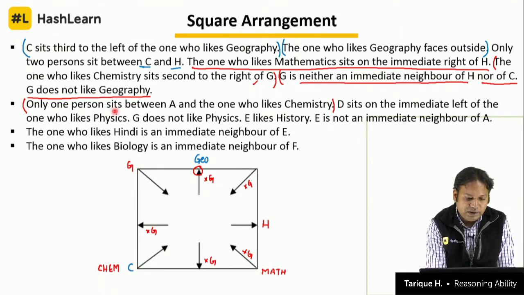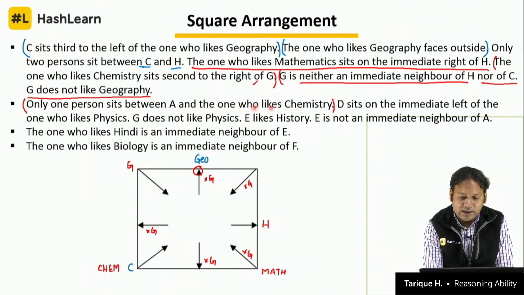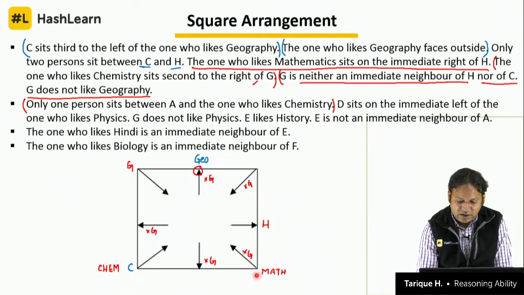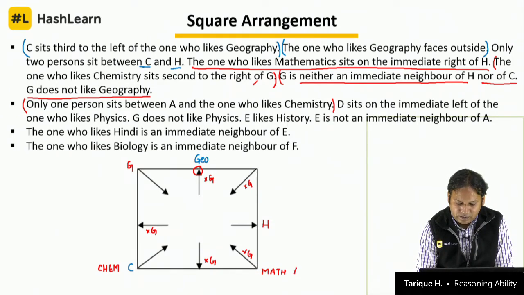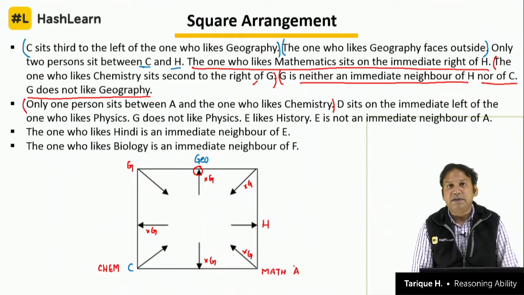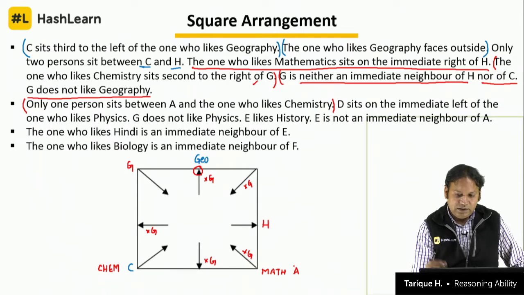There is only one person between A and the one who likes chemistry. So this is the one who likes chemistry. This can't be A, so A must be here. So we know that, okay, this is A. The person likes mathematics and the name of the person is A. This part is done.